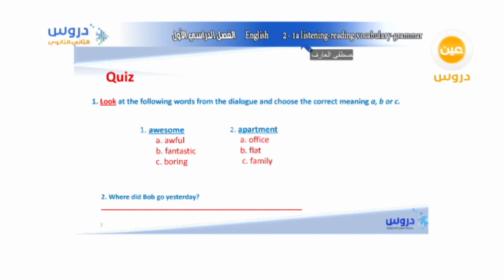Let's have a little quiz here. Now look at the following words in the dialogue and choose the correct meaning from A, B, or C. So you tell me the word awesome. What does it mean? A, awful, B, fantastic, or C, boring? Who can tell me? The word awesome. Does it mean awful? Does it mean fantastic? Or does it mean boring? What do you think, Naif or Farah?